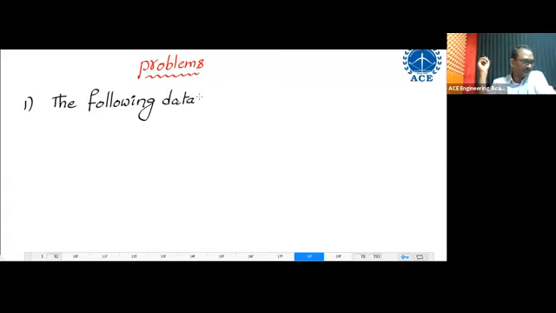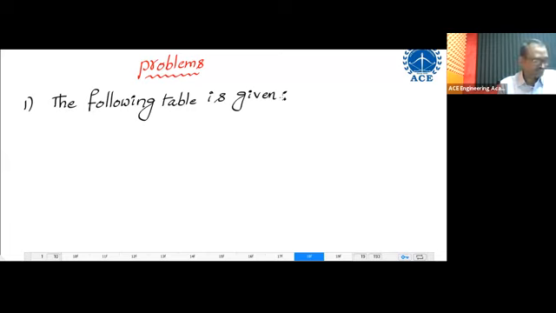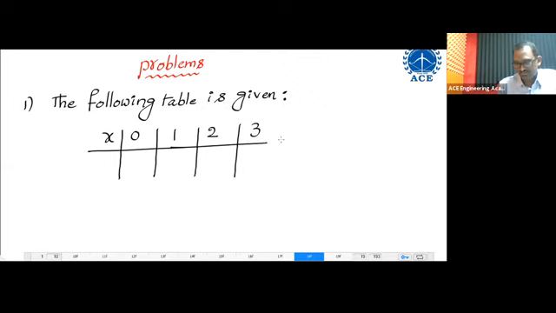The following table is given. 0, 1, 2, 3.